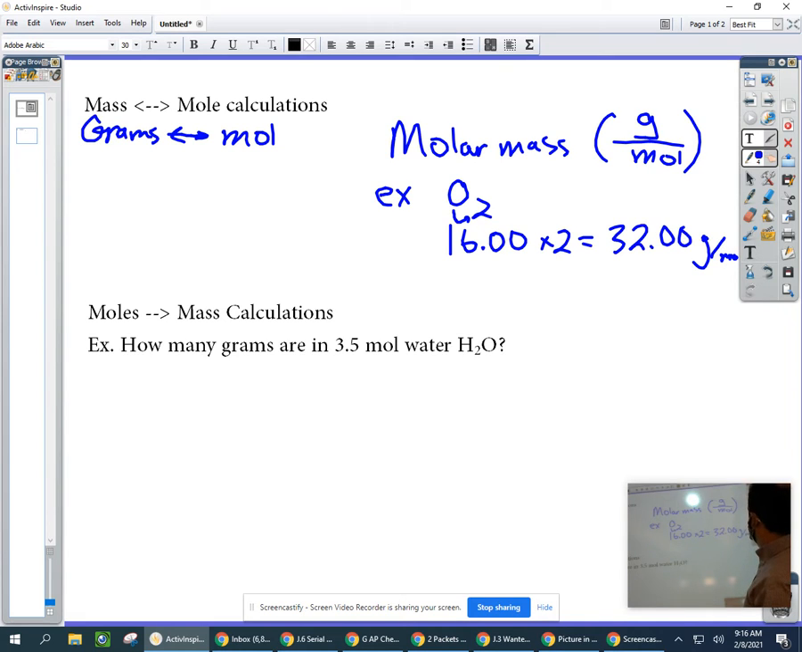I'll write it sideways. Grams per mole. All right, so that means that in 32 grams of oxygen, there's a mole of oxygen molecules. So a mole is the way that chemists count numbers, or count atoms and molecules.